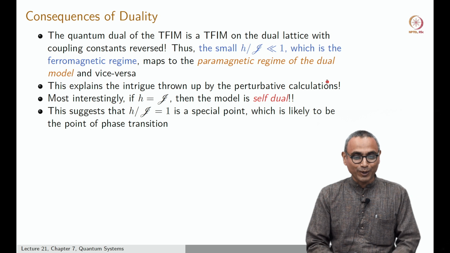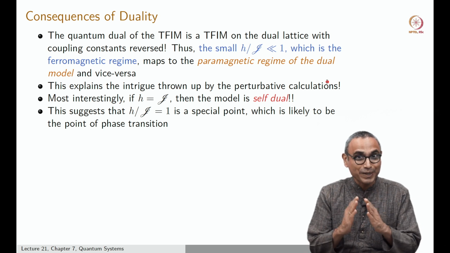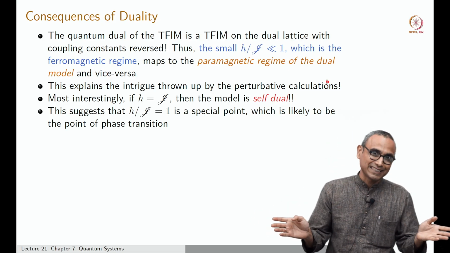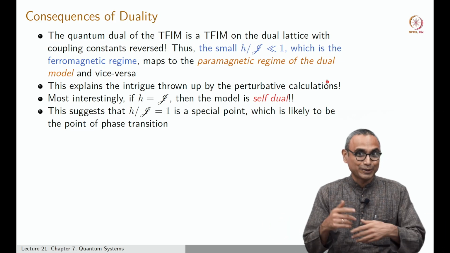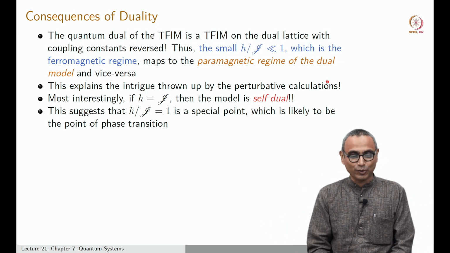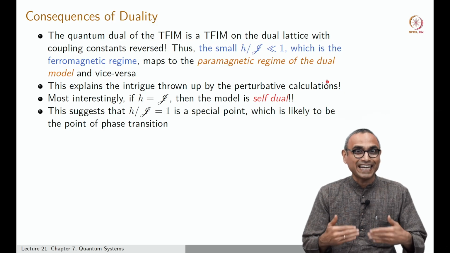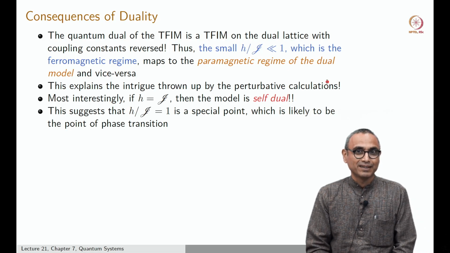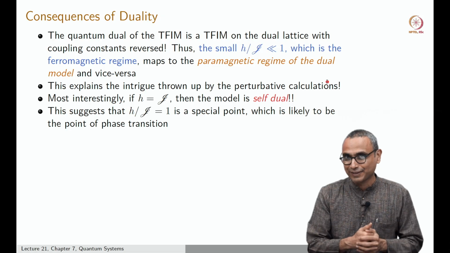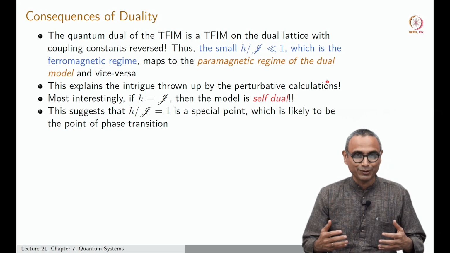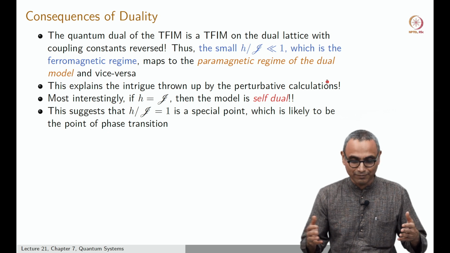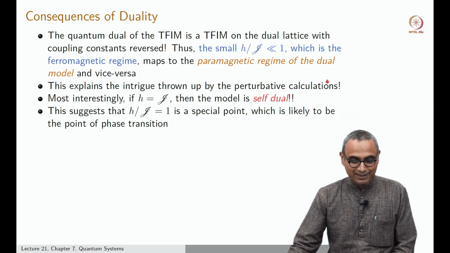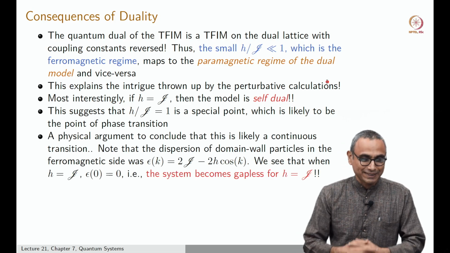Now, because it is self-dual, this suggests that this could be a point of phase transition, because on one side of h by J you expect a paramagnet, on the other side you expect a ferromagnet, and just like what we did in the classical story, you can imagine that h by J equal to 1 is the special point where some phase transition takes place. But it does not give you at this stage of the discussion any clue as to whether it is going to be first order, second order, or continuous; we do not know. But let me give you an argument to show you that it could be continuous.